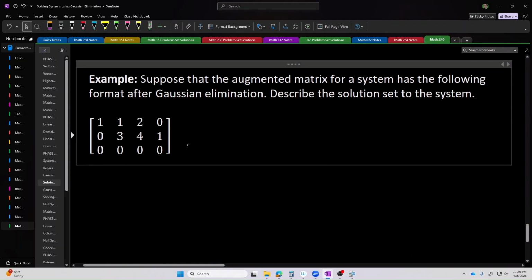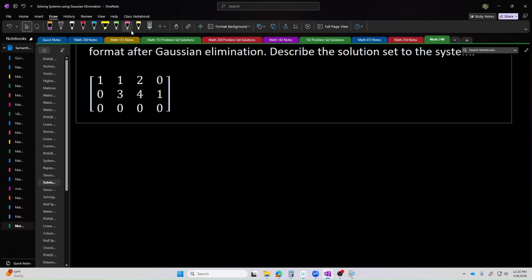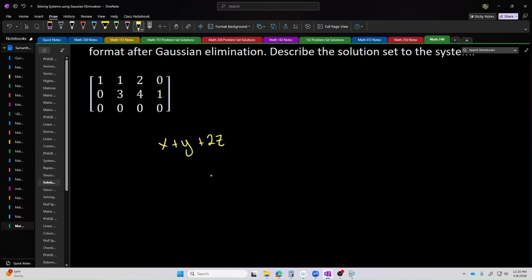Another example, here is our reduced augmented matrix. If our reduced augmented matrix has this kind of format, what is it saying to us? So in this case, once again, let's rebuild the system of equations that would correspond to a reduced augmented matrix like this one. So here we have x plus y plus 2z equals 0. We have 3y plus 4z equals 1.